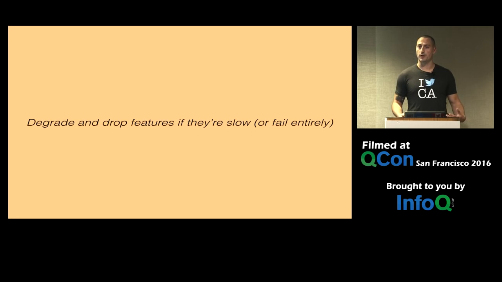Some other things that became important, obviously, were to degrade and drop features if they became slow or if they failed entirely. Latency is probably the most difficult thing to diagnose in a distributed system. You don't know if it's because of network congestion. You don't know if it's because the service is in GC, if it's encountering actual failures, or if some second or third order dependency of that service is failing and they have weird characteristics when they're being slow.